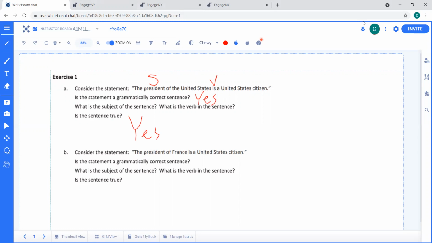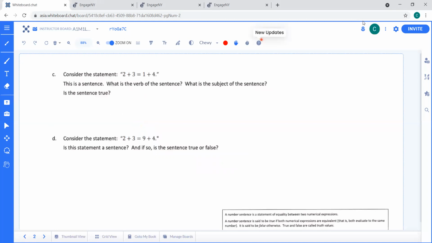Now consider this statement: The President of France is a United States citizen. Is that a grammatically correct sentence? Yes, it is. It has a capital letter, ends in a period, and has a subject, the president again, and the verb is again is. Now, is the sentence true? No, that is not a true statement.